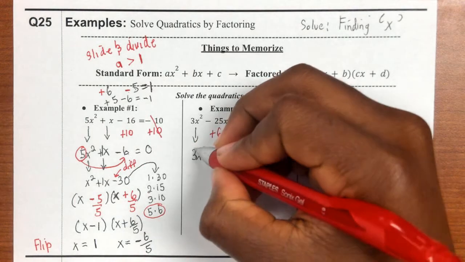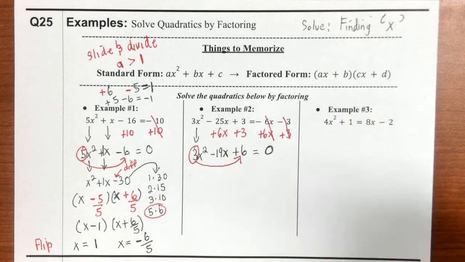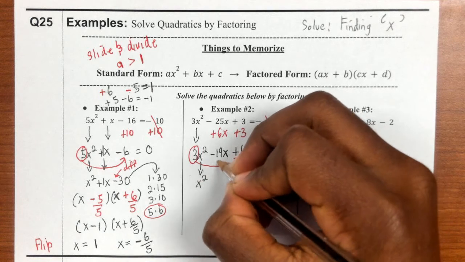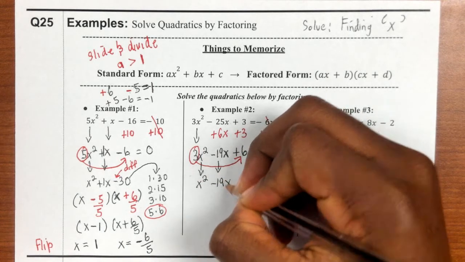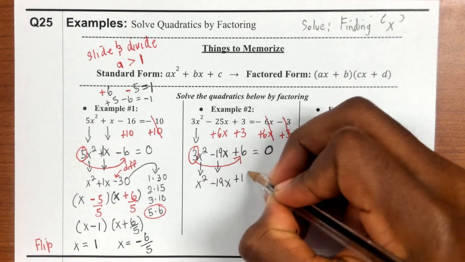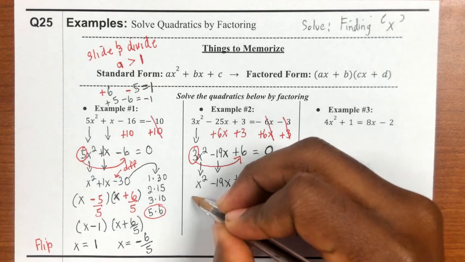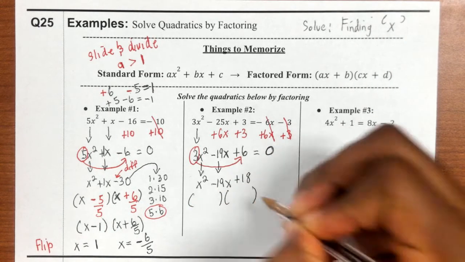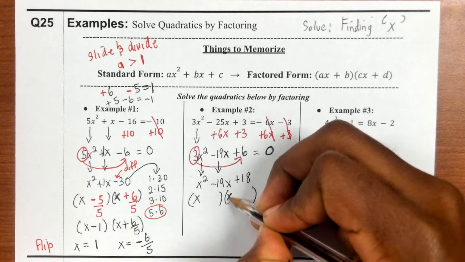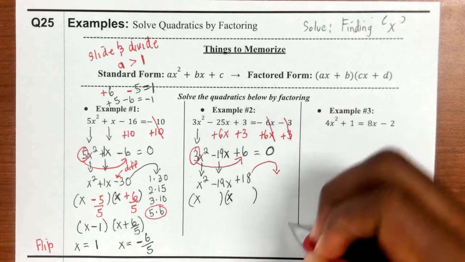Slide and divide says that we're going to circle our leading coefficient and slide it to the end. The x squared that's right here, I'm going to bring it down. The -19x, I'm going to bring it down. The 3 and the 6, I'm going to multiply them, and I will get +18. Now I'm going to factor it. I'm going to write factored form, which is 2 pairs of parentheses. Good job, guys. To get an x squared, I need 2 sets of x's. Now I'm going to find all the numbers that multiply to give me 18.